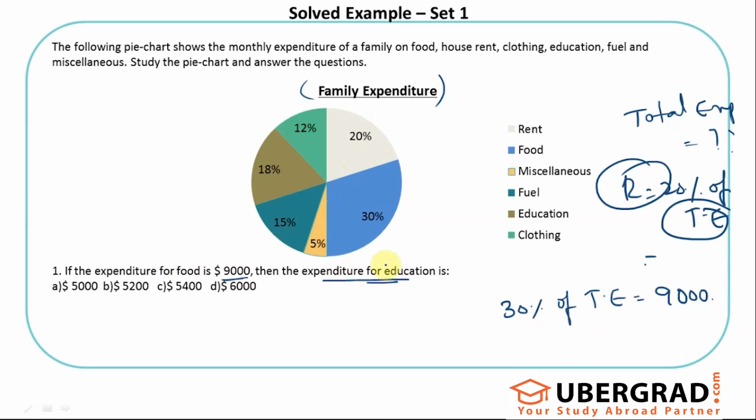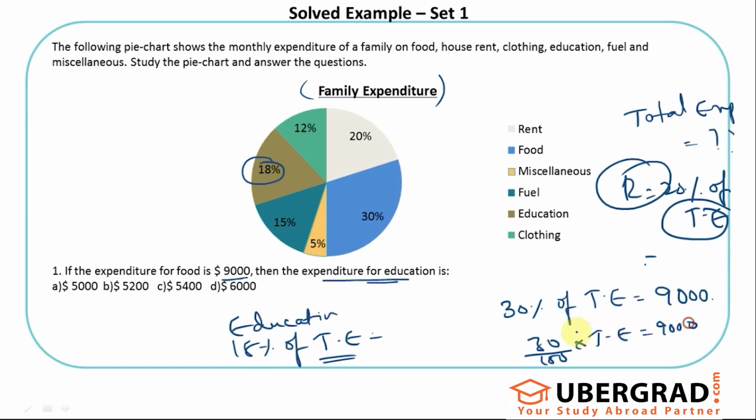So they are asking how much are they putting on education, right? Education is brown, 18%. This is what I need to find out. If I find out the total expenditure, then obviously I can find 18%, right? 30% of total expenditure is 9,000, so that's basically saying total expenditure is 30,000. Once I know this, what is 18%? It is 18 by 100 into 30,000. Right, this is 5,400. So the answer would be 5,400.